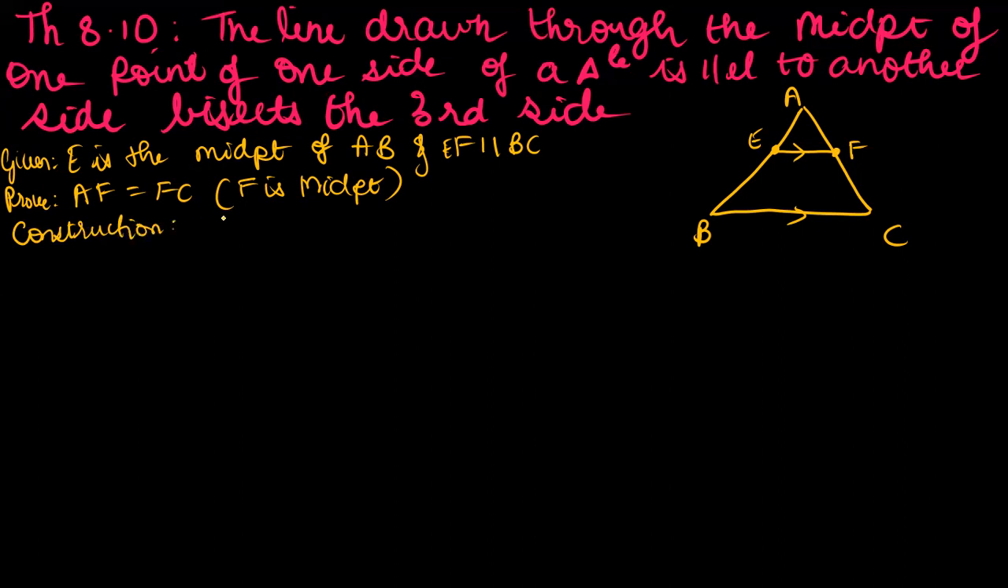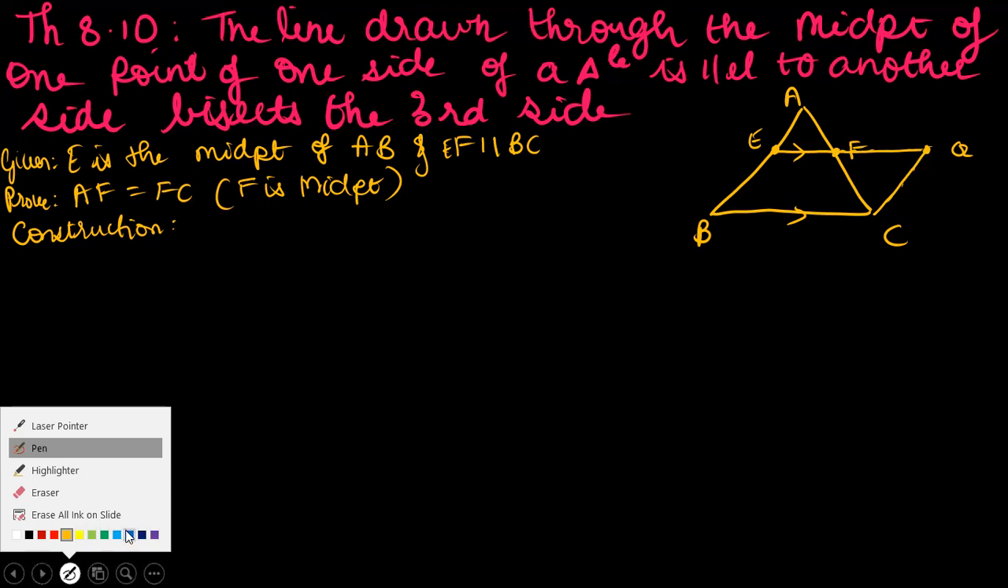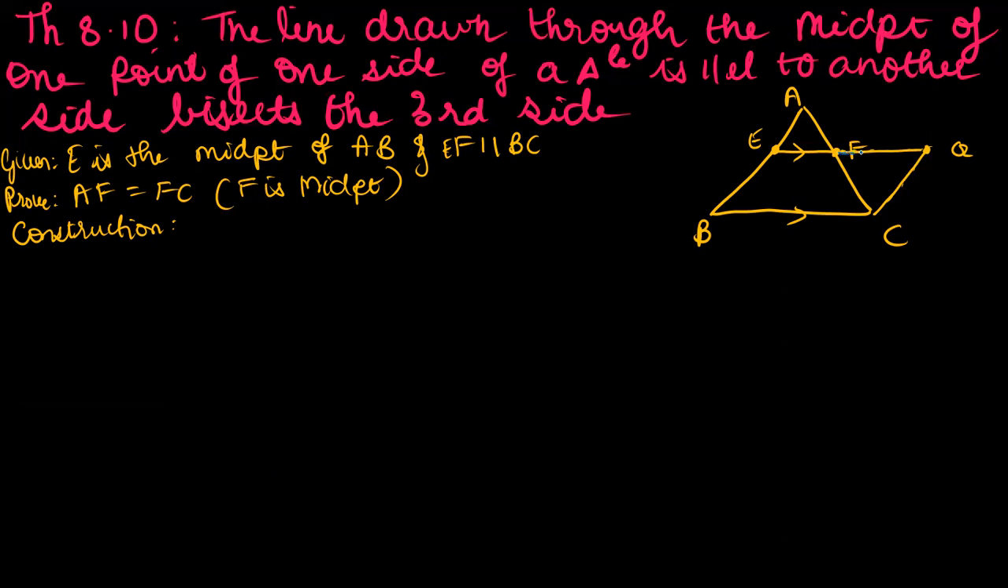Construction. First we need to extend F, extend C such that they meet, yes, such that they meet at point G. Now CG is parallel to BE. Okay, that's how we have constructed this according to the question. Let me draw this in another ink so that you'll know that this is a constructed one.